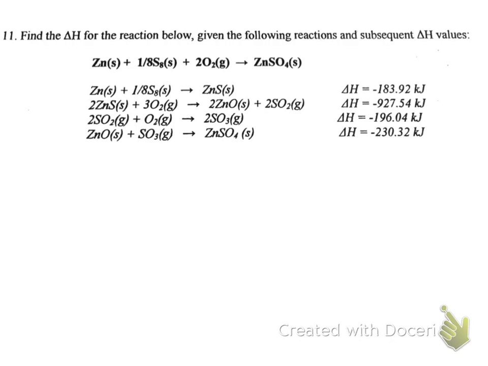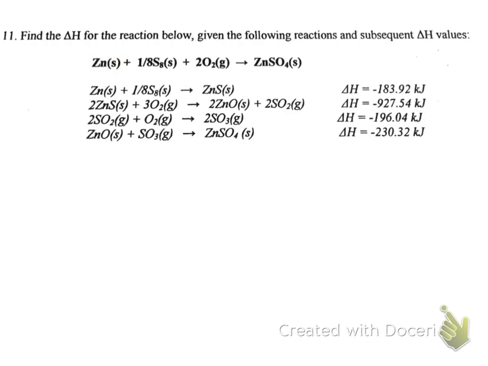This is Hess's Law worksheet, problem 11. The way that I like to tackle these problems is to first find substances that are in this main problem and compare them to the substances that are in the problems below. So I'm going to first look at zinc here, and I'm going to notice that in these problems underneath, zinc is only found one other place here. So that would be a good one to start out with.